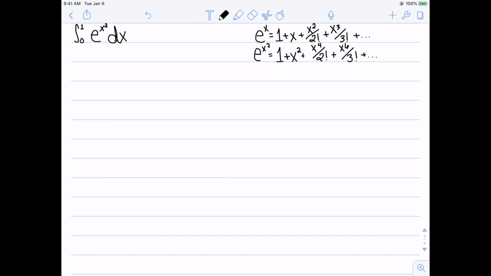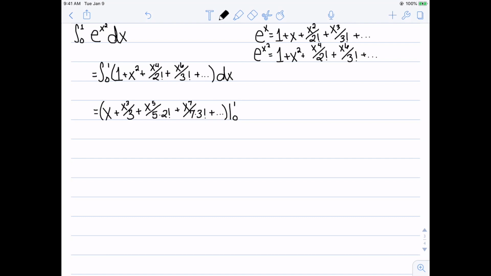Now that we've looked at differentiating power series, let's look at using them for integration. I want to look at the integral from 0 to 1 of e to the x squared dx. We know the Maclaurin series for e to the x is 1 plus x plus x squared over 2 factorial plus x cubed over 3 factorial, etc. Therefore, the Maclaurin series for e to the x squared should be 1 plus x squared plus x to the 4th over 2 factorial plus x to the 6th over 3 factorial, etc. So instead of trying to integrate e to the x squared, which we can't do with analytical methods, we're going to integrate this Taylor series.